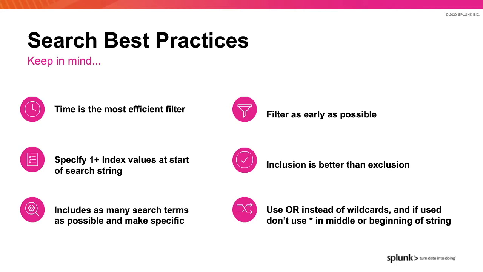Filter as early as possible. For example, first remove duplicate events, then sort. Avoid using wildcards at the beginning or middle of a string, as wildcards at the beginning of a string scan all events within the time frame, and wildcards in the middle may return inconsistent results. When possible, use OR instead of wildcards.